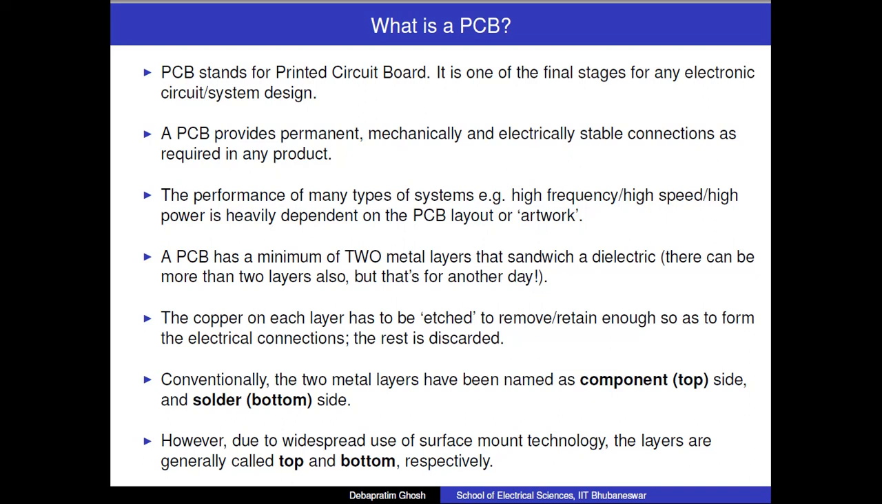PCB technology. So PCB stands for printed circuit board, and it is the final stage for any electronic circuit or system before it has to be applied or deployed in any dedicated applications. So whenever you look at the electronic circuit behind most of our domestic appliances, you will see that the circuit exists in the form of a PCB. Why? Because a PCB provides permanent and mechanically and electrically stable connections.